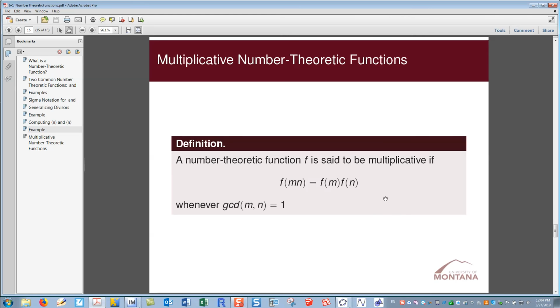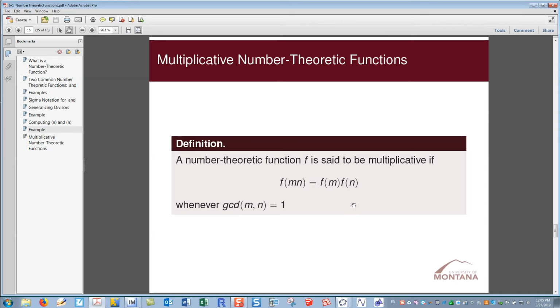We define this much larger than just tau and sigma. We define it for all functions, and we say that a number theoretic function f is said to be multiplicative if the value of the function for a product m and n is equal to the value of the function for each of its subsequent factors. So f of m times f of n. And that's only good when the GCD of m and n is equal to 1. So I don't know if you noticed this, but in our example we had 15 and 16 as our m and n, and both 15 and 16 share no factors.